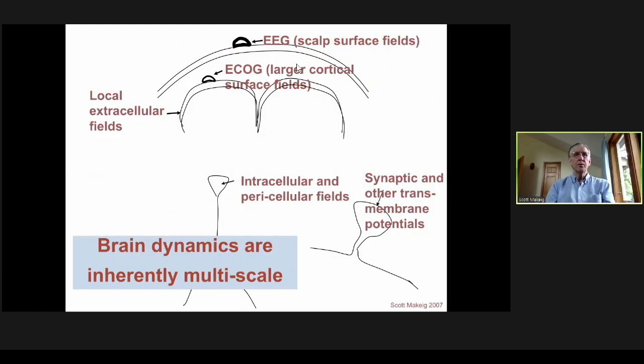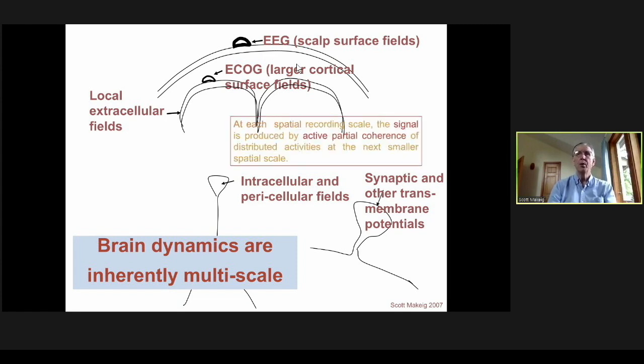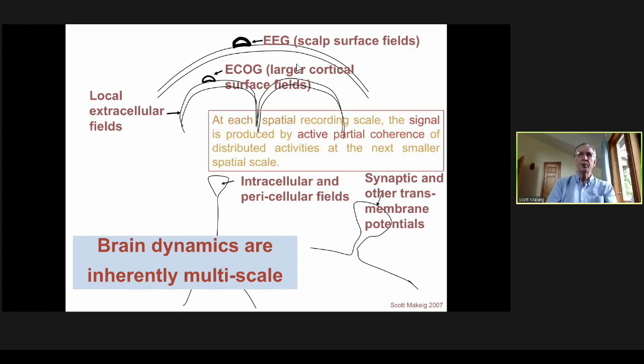I always remember that brain dynamics are inherently multi-scale in a way that none of our devices are yet. And at each spatial recording scale, each channel that one records, particularly electrical or electromagnetic signals, is actually produced by active partial coherence of distributed activities at the next smaller spatial scale.